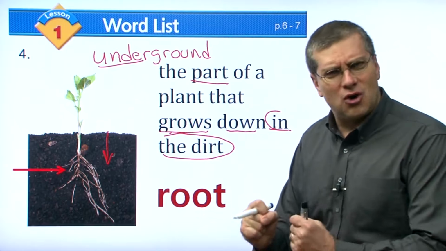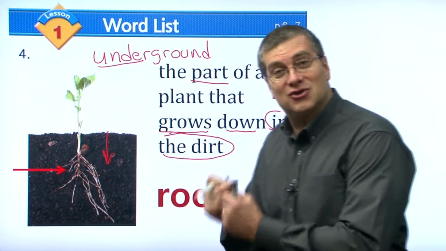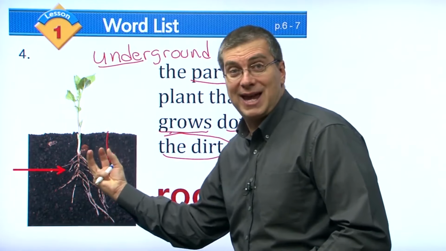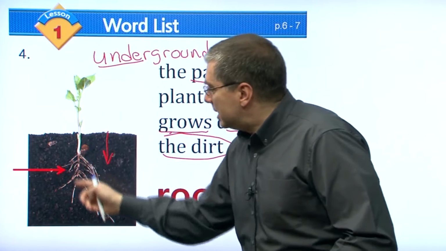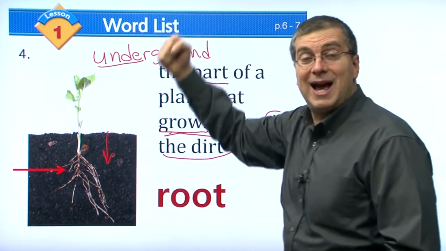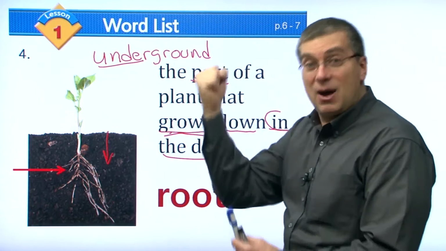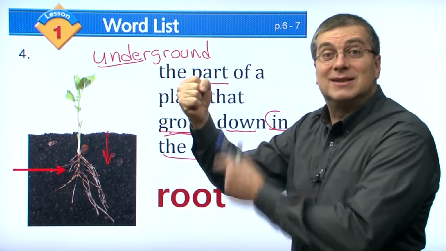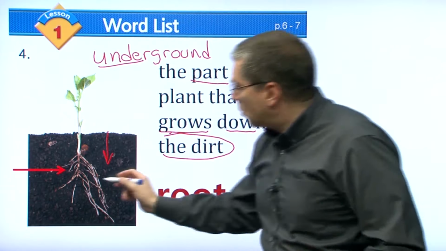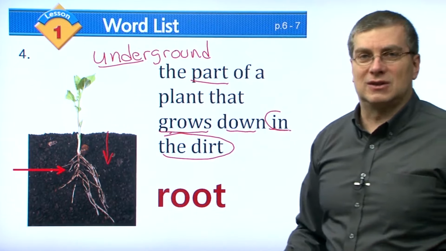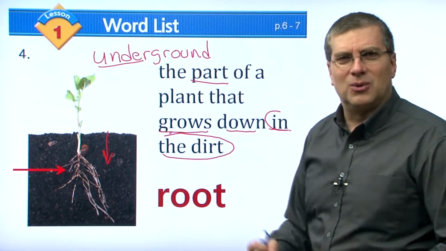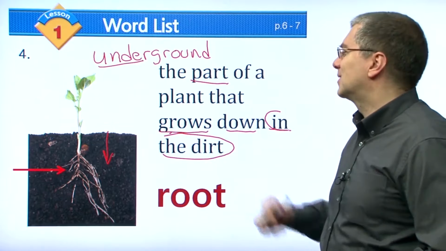Root, right? Strong word. Of course, the roots are strong because they have to be strong because they hold the plant in the ground, right? These roots, we can't see them unless we pull the plant out, right? We pull the plant out of the ground, then we can see the roots. But one root, many roots, okay? Strong word, root. Okay, what's our next word?